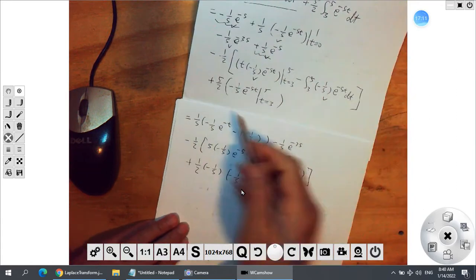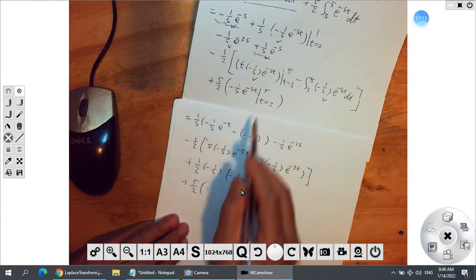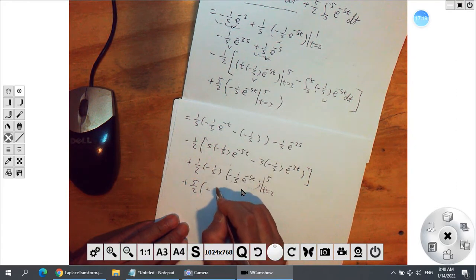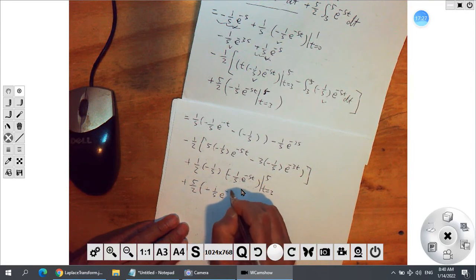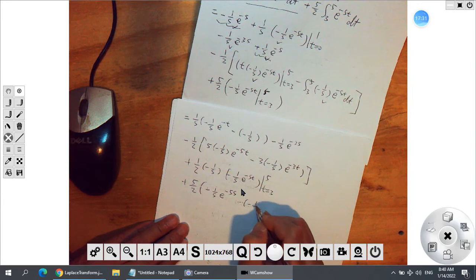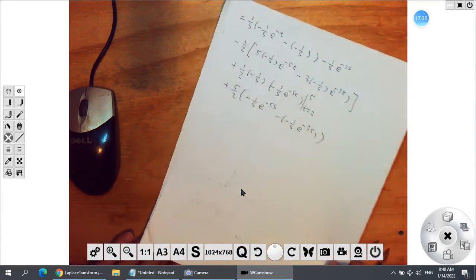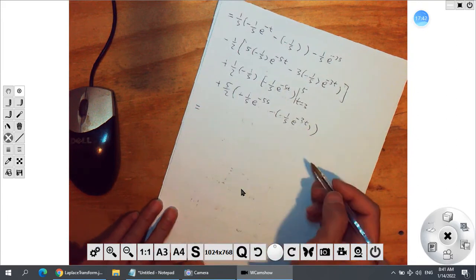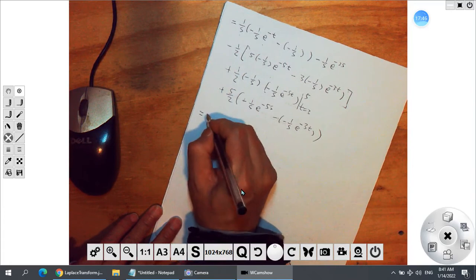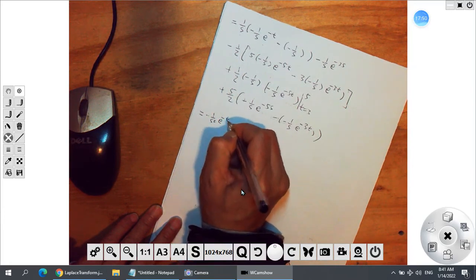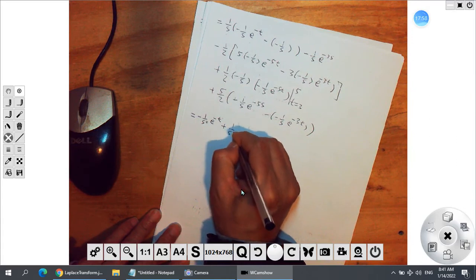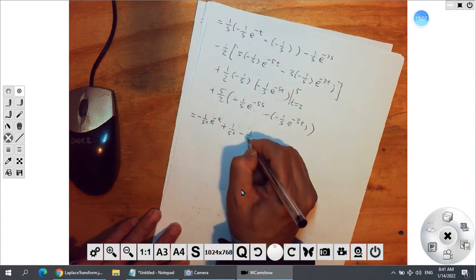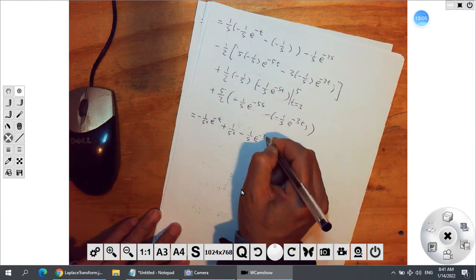Then the last term. Plus 5 over 2 times... Okay, I plug in 5. 5. Negative 1 over s e to the negative 5s. And minus negative 1 over s e to the negative 3t. Times this one, I have negative 1 over s squared e to the negative t. And times this together, here's minus minus, I get plus 1 over s squared. And minus 1 over s e to the 3s.